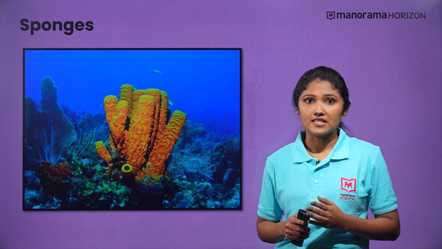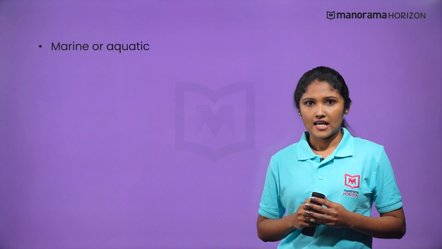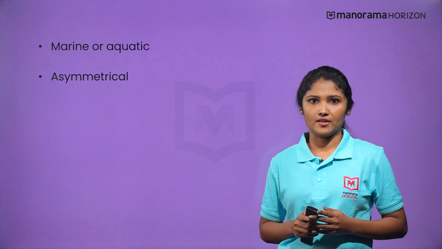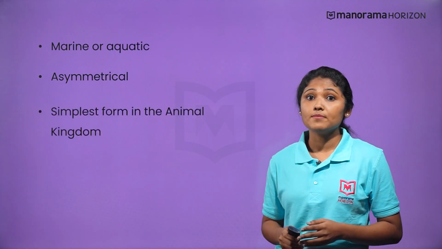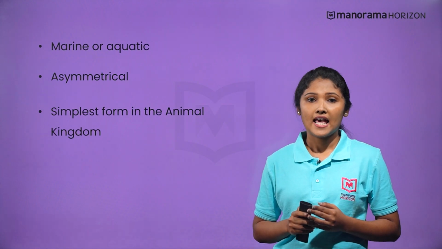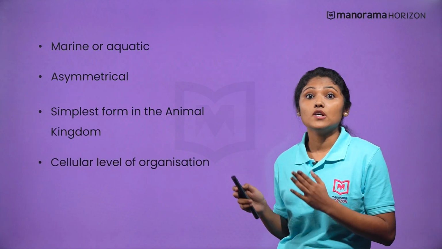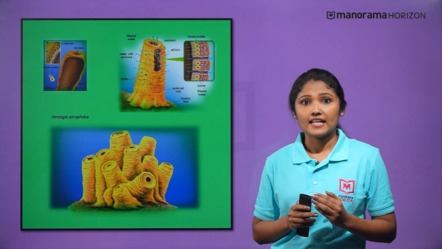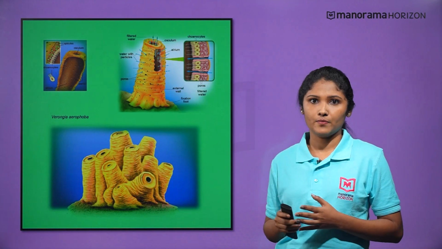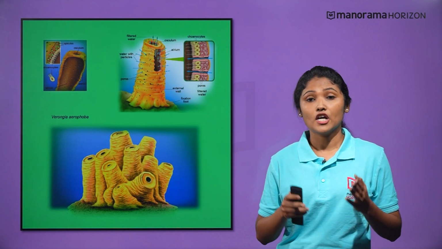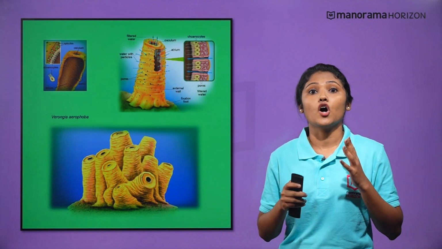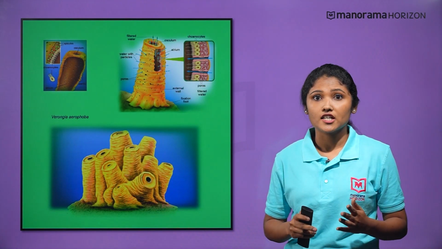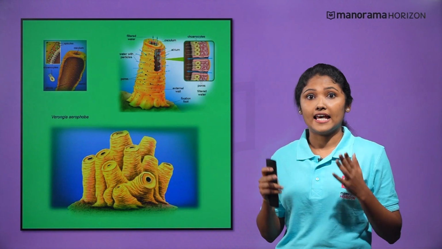Similarly, these animals are marine or aquatic. They are of different sizes and shapes. Hence, they are asymmetrical. Moreover, they are the simplest form in the animal kingdom and multicellular, having the cellular level of organization. From the name itself, it can be understood that they have pores called ostia. They also have a body cavity called spongocoel and an opening called osculum. What is the purpose of these pores? It is for the water to enter in and bring nutrients and gaseous exchange.